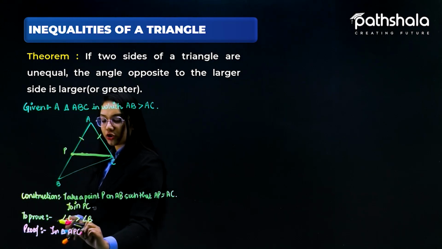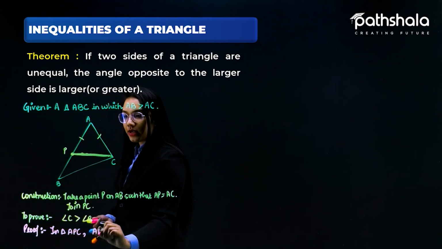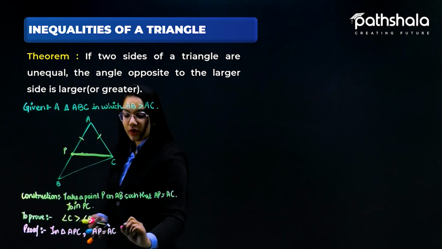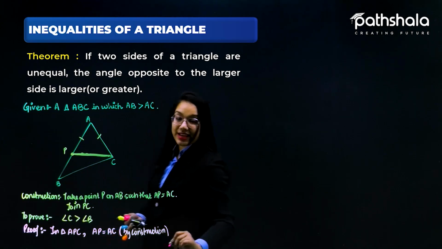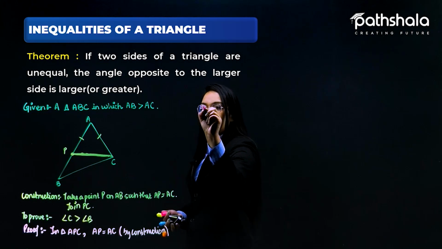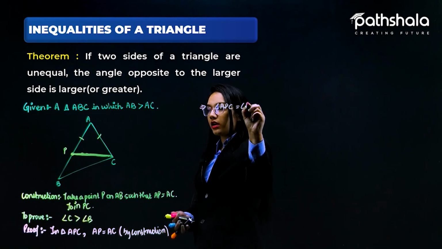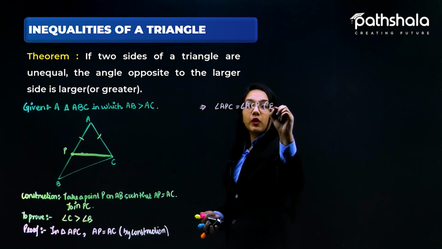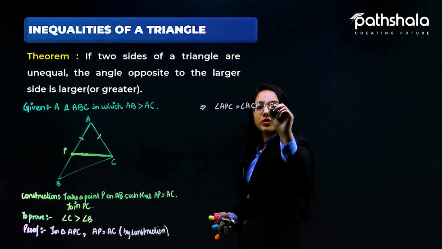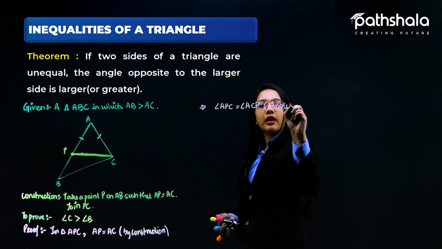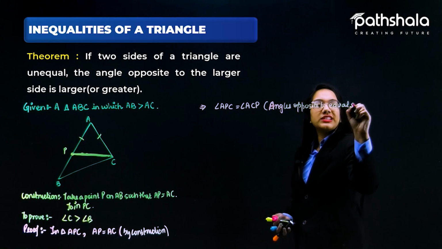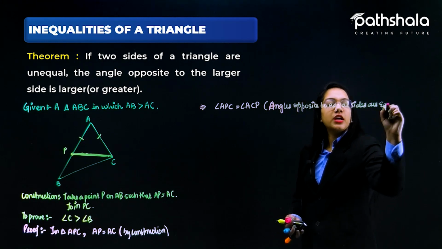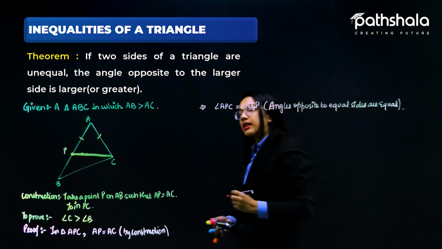I'm just talking about the triangle APC. In triangle APC, we know that AP is equal to AC, which is by construction. Then we can say that the angle APC is equal to the angle ACP. Why so? Because angles opposite to equal sides are equal. If the sides are equal, their opposite angles are also equal.